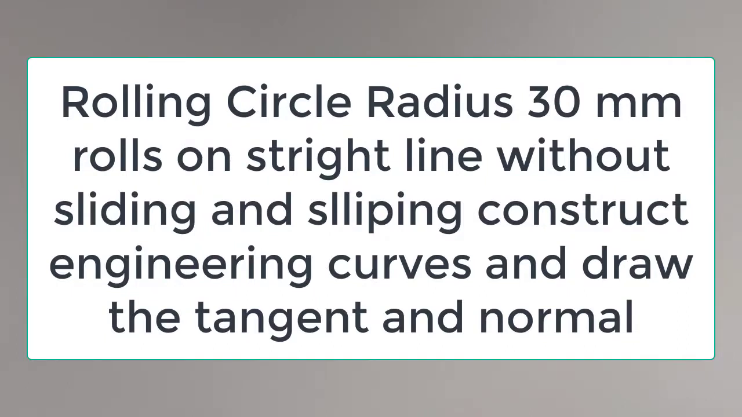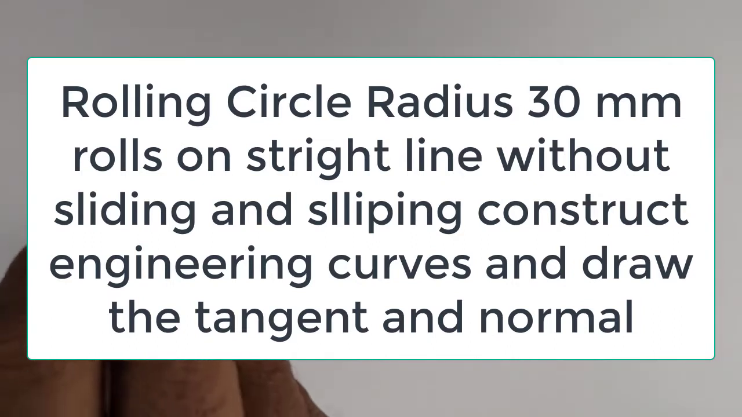A 30 mm radius rolling circle rolls on a straight line without sliding and slipping. So first we draw our circle with 30 mm radius.